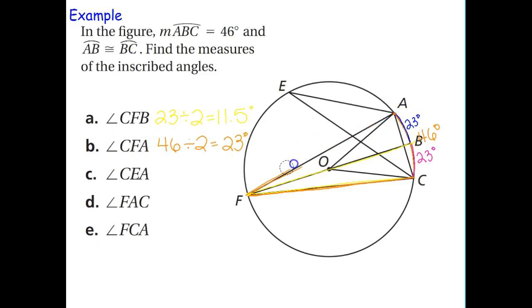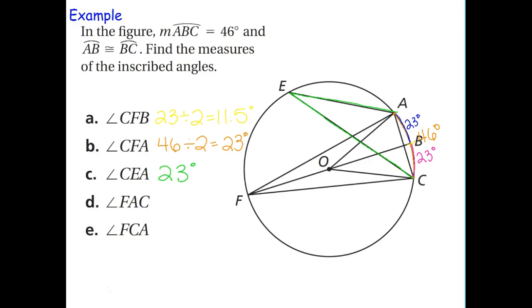All right, I'm going to erase some of these lines so that we don't get so perplexed by the next one, because this one is a tricky one. Okay, so we have CEA. Sorry, not this next one, the one after that. CEA also intercepts the same arc that CFA intercepted. Remember, when you have two angles that intercept the same arc, those two angles are congruent. So we know that CEA is also going to be 23 degrees.